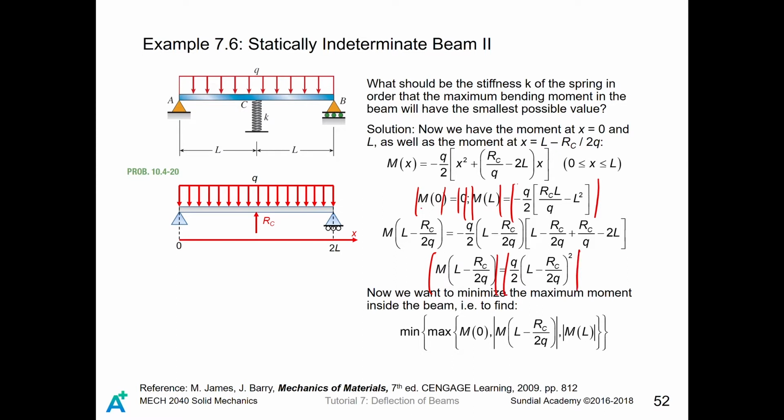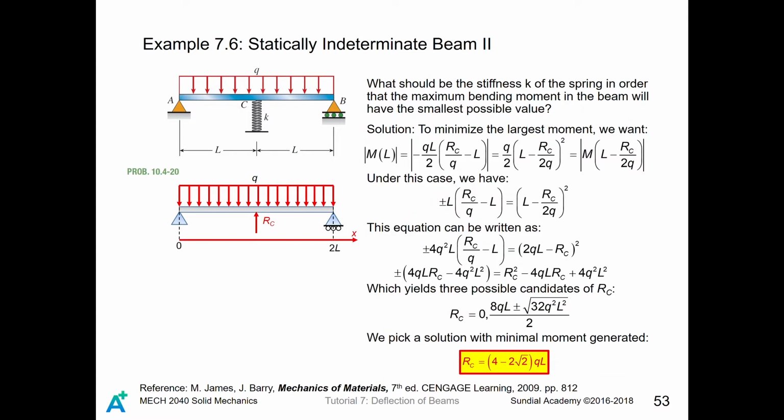And now the question is: what is the stiffness so that the maximum bending moment is minimized? That means we are going to find K such that the minimum of the maximum among those three candidates should be the smallest. So to do this, since we are going to minimize the largest moment, we will have the absolute value of M(L) equal to the moment at the extremum.